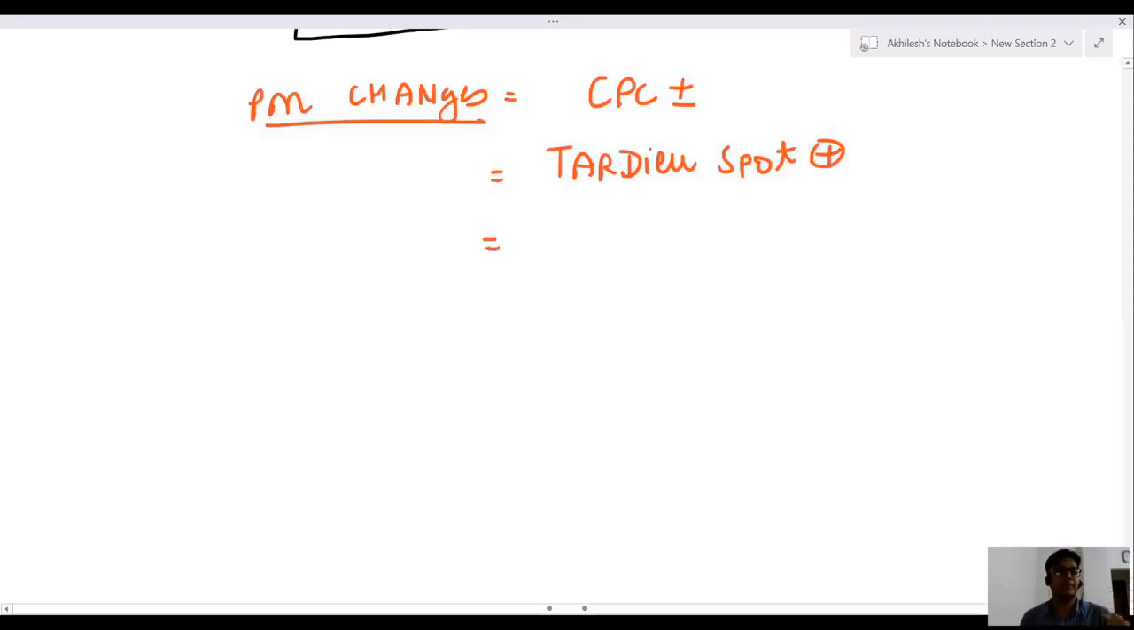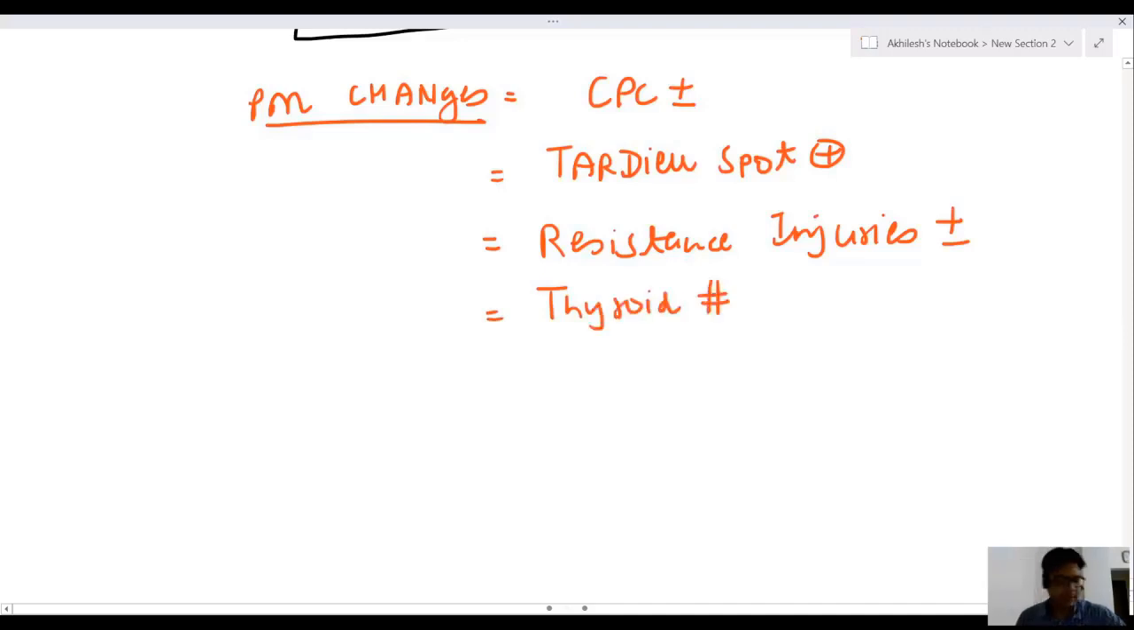Sir, very important. When you kill someone, there are chances of resistance injuries, plus minus. If the person is conscious, he will resist. Thyroid fracture may be present. Actually, thyroid fracture may also be present in hanging, but it is more common in strangulation than in hanging. In hanging it is rare.